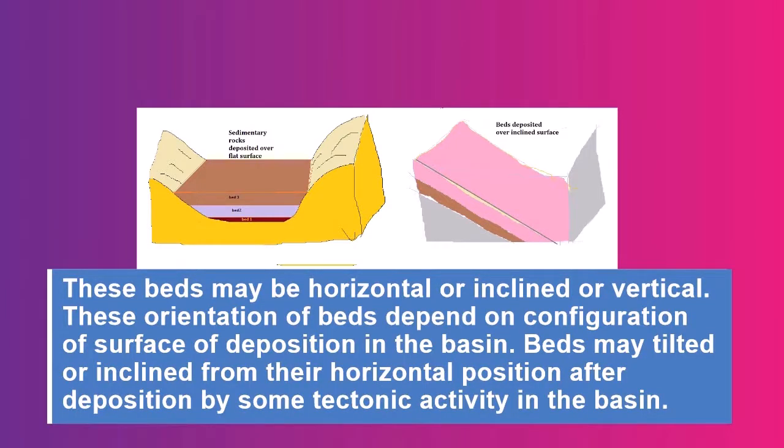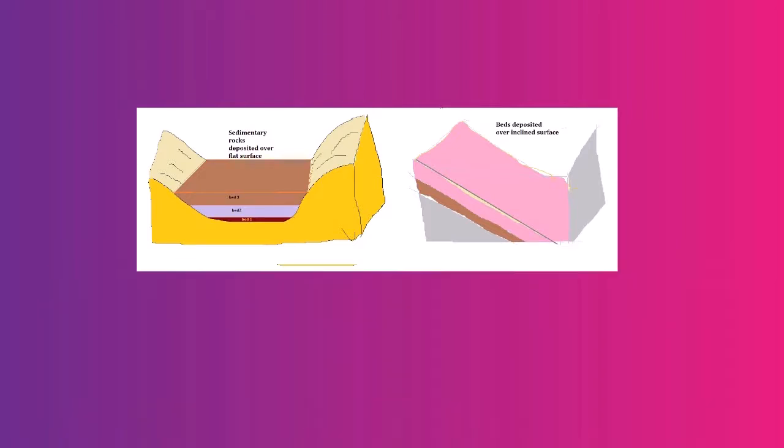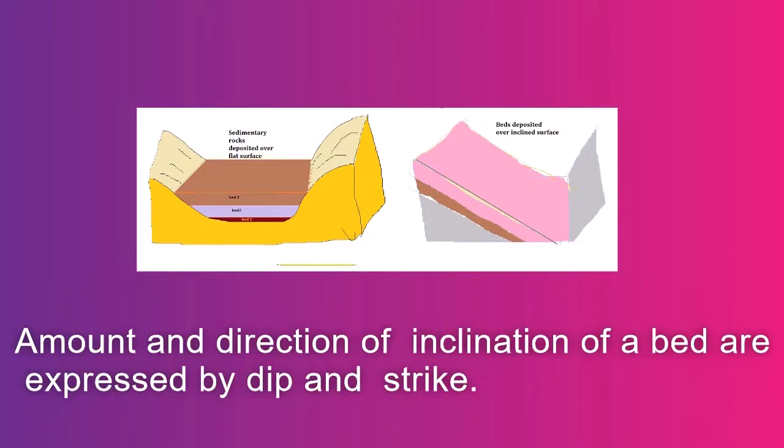These beds may be horizontal or inclined or vertical. The orientation of beds depends upon the configuration of the surface of deposition in the basin. Beds may be tilted or inclined from their horizontal position after deposition by some tectonic activity in the basin. The amount and direction of inclination of a bed are expressed by dip and strike.